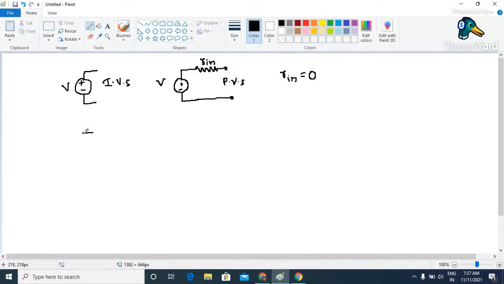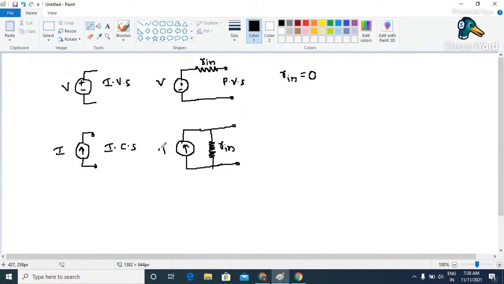Whereas in case of an ideal current source, this symbol is for the ideal current source, and if you are interested to indicate the practical one, it is something like this. Here we have an ideal current source, and in parallel with this we need to indicate a resistor which indicates the internal resistor of this particular element. So this is for a practical current source, and in case of a practical current source the value of internal resistance must be infinite or as high as possible. So this is very important.